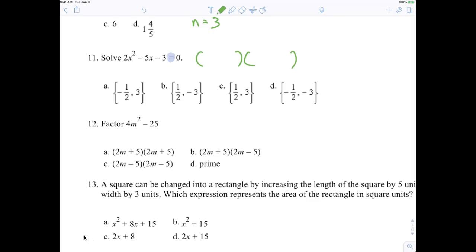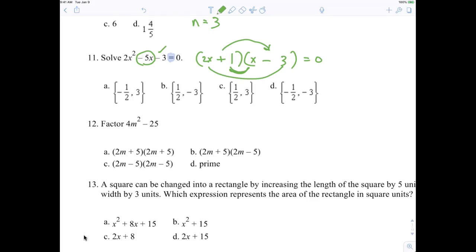The only way to get 2x squared is 2x times x. And then you want a 5, and you want it to be negative 5. So let's put a 3 and a 1. Now let's look right here. How much is this? 1. And that's 6, which makes negative 5. And then we double check: positive 1 times negative 3 gives me that negative. All right. Anybody have any questions with that?